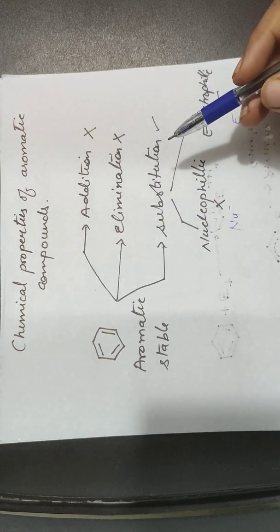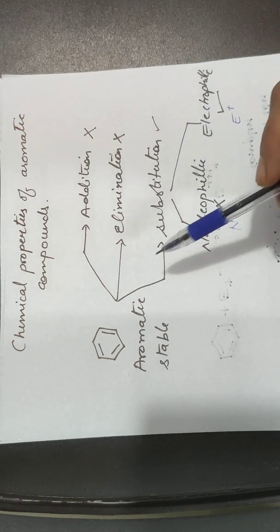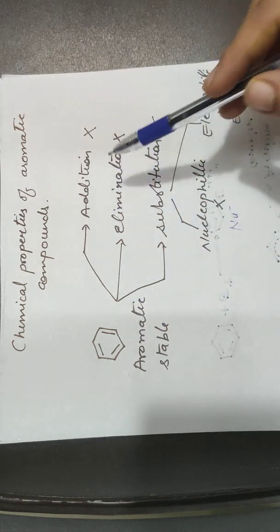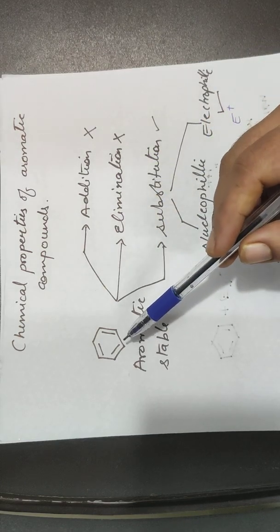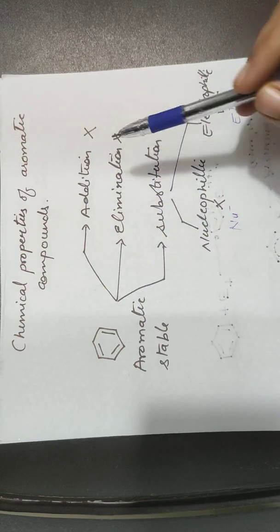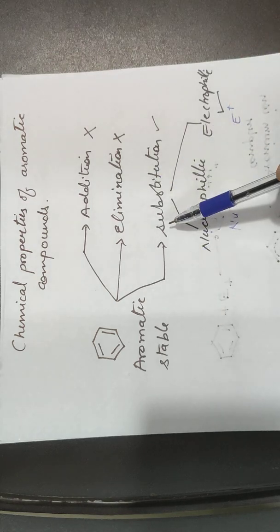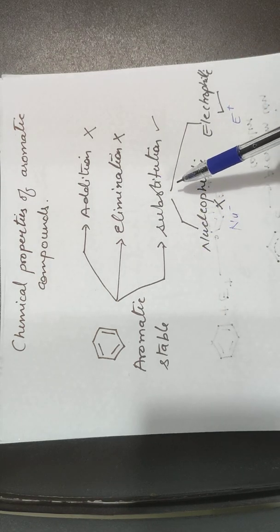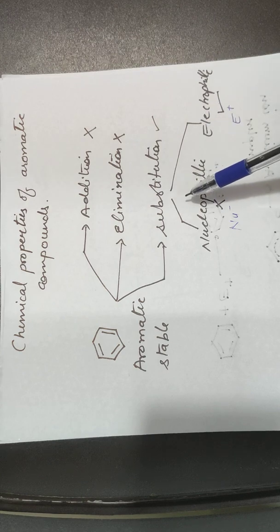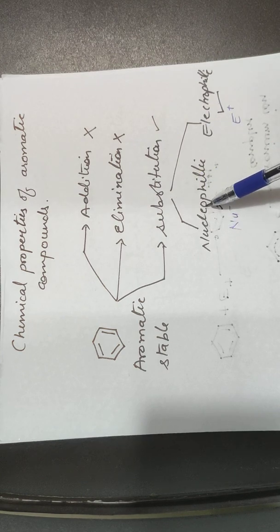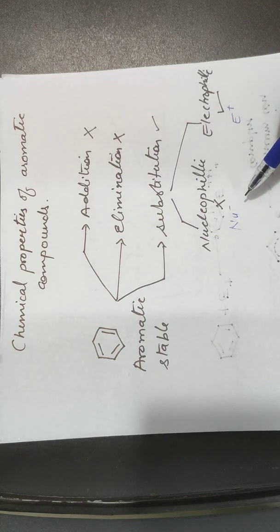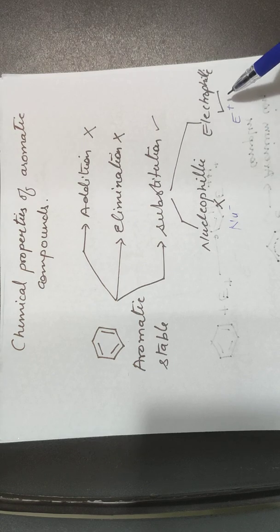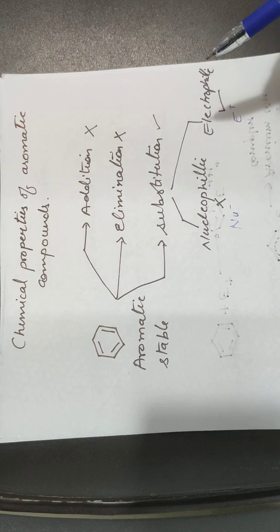Elimination is again not possible in case of aromatic compounds because it will make them more unsaturated. Elimination means saturated to unsaturated. The compound is already highly unsaturated, that means it can't give you the elimination. We are left with only the option of substitution reaction. In case of substitution, again we know that there are two options. It can be nucleophilic substitution or it can be electrophilic substitution. Nucleophile will be substituted by nucleophile, electrophile will be substituted by electrophile.